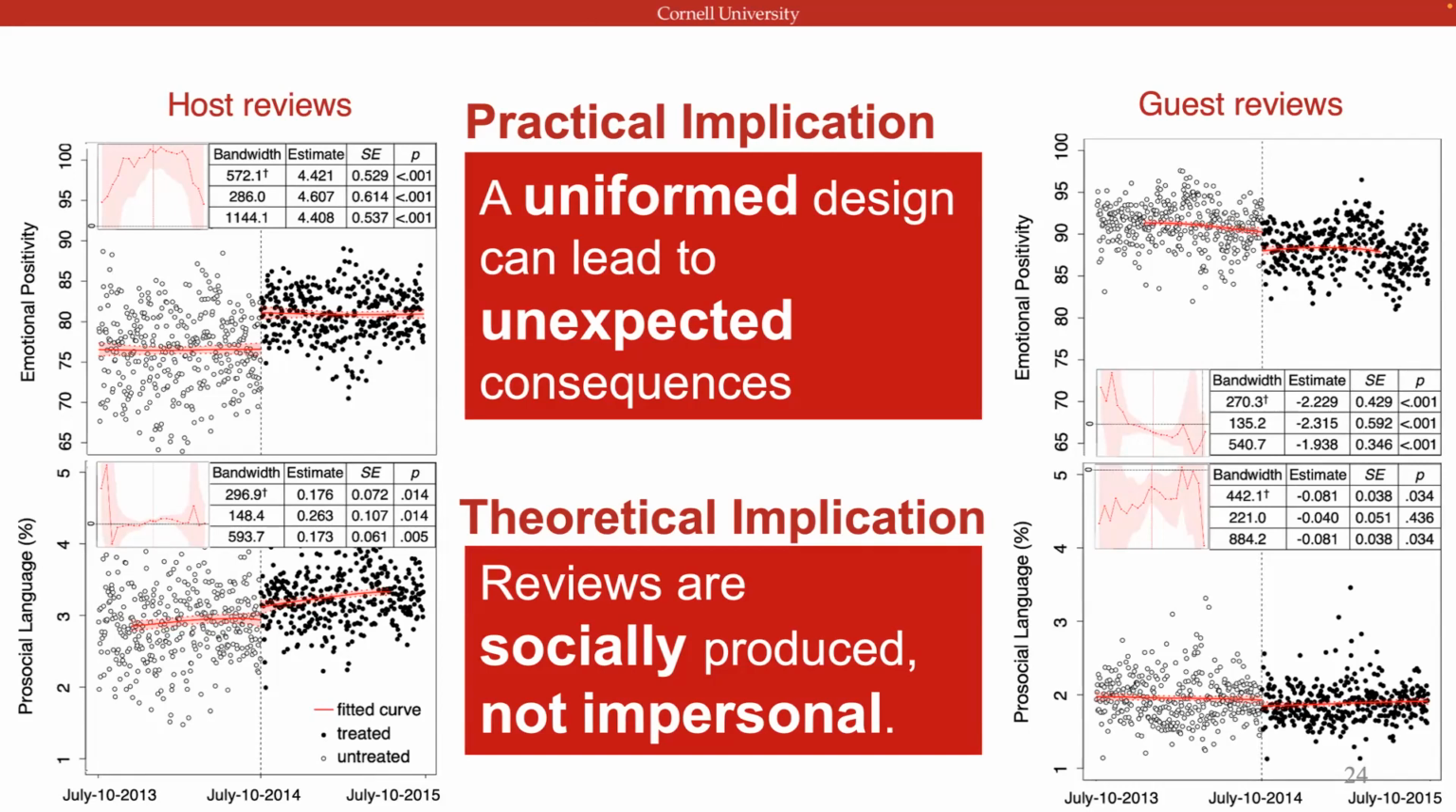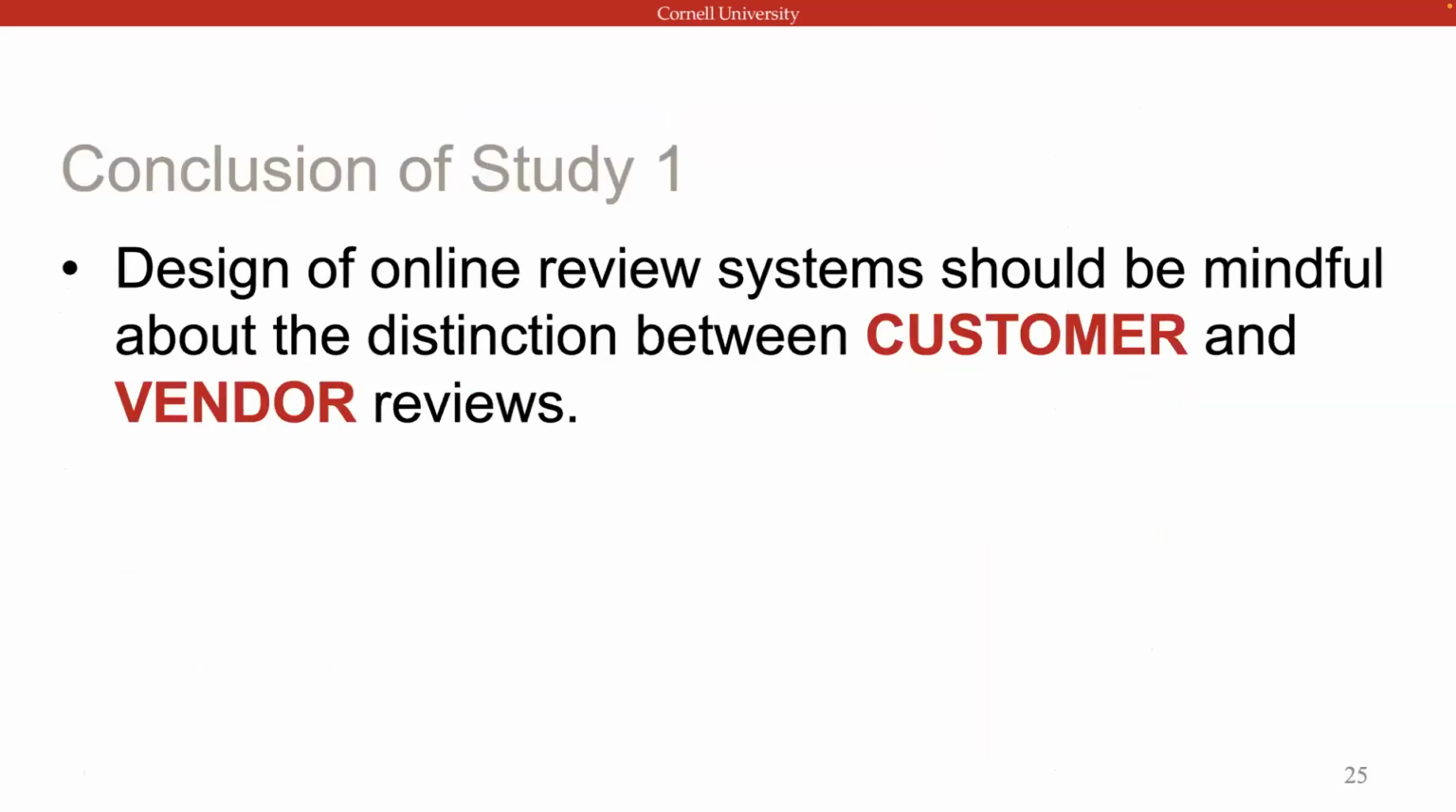And in terms of theoretical implication, this study shows that consumer reviews and vendor reviews are different, and reviews should not be simplified as impersonal and unbiased, but should be understood as socially produced with different degrees of relational dynamics. So in conclusion, this study shows that the design of online review systems should be mindful about the distinction between customer and vendor reviews, because a uniform design can lead to, again, unexpected consequences.